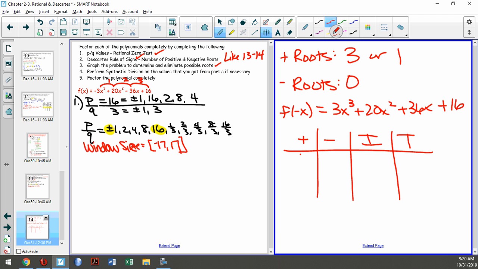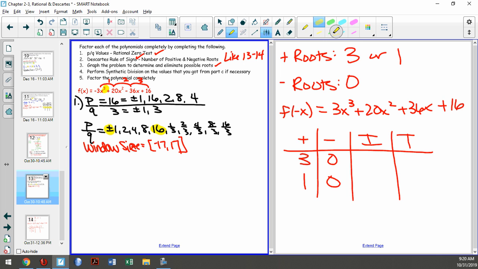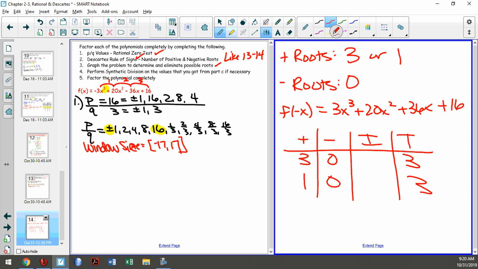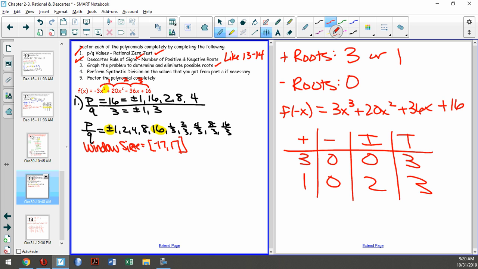So now I'm going to go ahead and do plus, minus, imaginary, and total. So my positive is going to be 3 or 1. My negative is 0 both times. And I have to have how many total roots in this polynomial? 3 both times. So how many does that leave for my imaginary? 0 and then 2 in the second batch. Do we all understand that I've just done step 1 and step 2? Step 3 says to graph it.